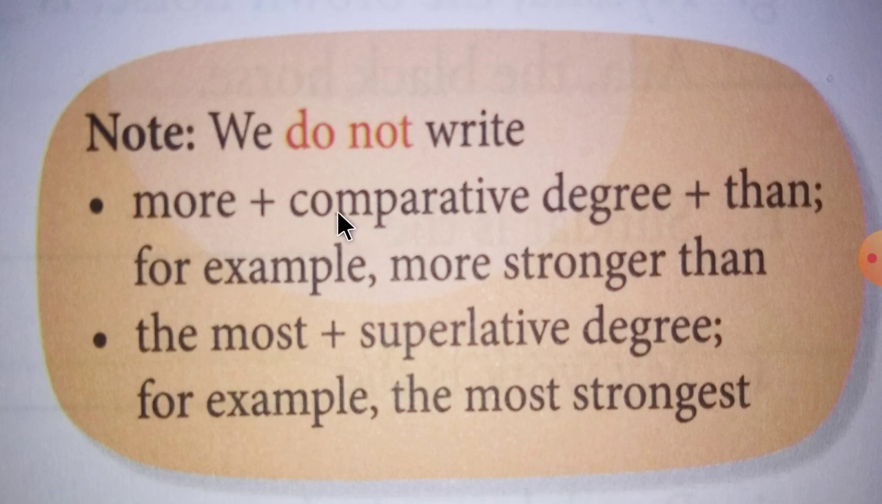So now, important note, write in a new page, important note: we do not write, what we do not write? It's here. More plus comparative degree plus than. For example, more stronger than, that is wrong, that we cannot write. Then same with most plus superlative degree. For example, the most strongest, that we cannot write, that's not true.